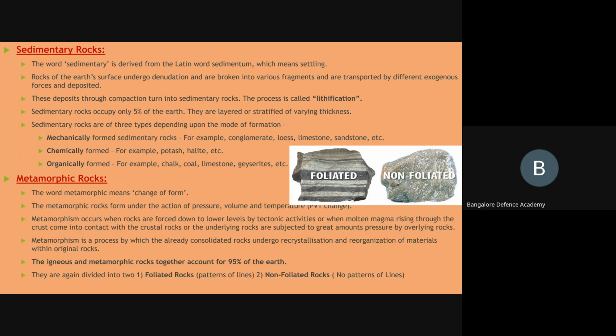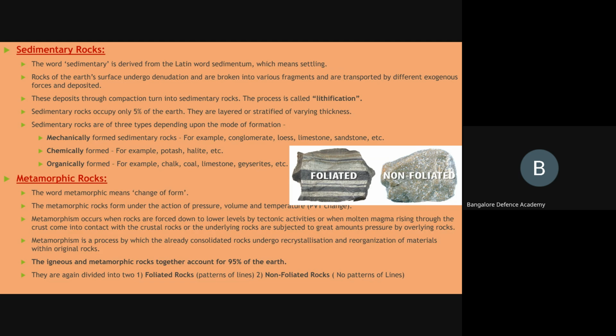Next is called metamorphic rock. Metamorphic rock is again divided into two. One is called foliated type, and another one is called non-foliated type. Foliated type means it's like a layer. You can see this type of rock. This is one type of layer, another type of layer, another type of layer. Different minerals are being arranged in a layered base. This is called a foliated type of metamorphic rock. And this is called a non-foliated type. Here the layering will not happen. So the metamorphic rock will happen because of the intense pressure and temperature on the igneous rock.